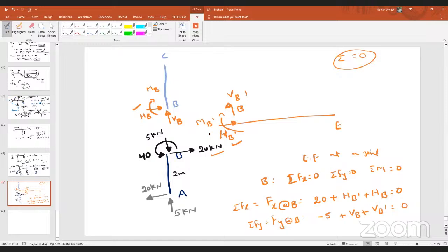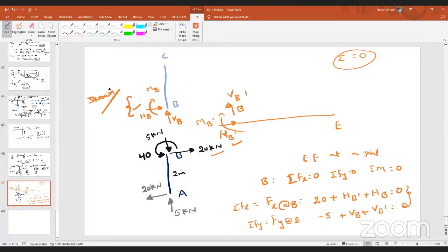Is it okay as of now? Do you guys agree till this point? Now imagine that these 3 are known. Just imagine. If these 3 are known, by applying these 3 equations, I can get the unknowns, isn't it? Agree?